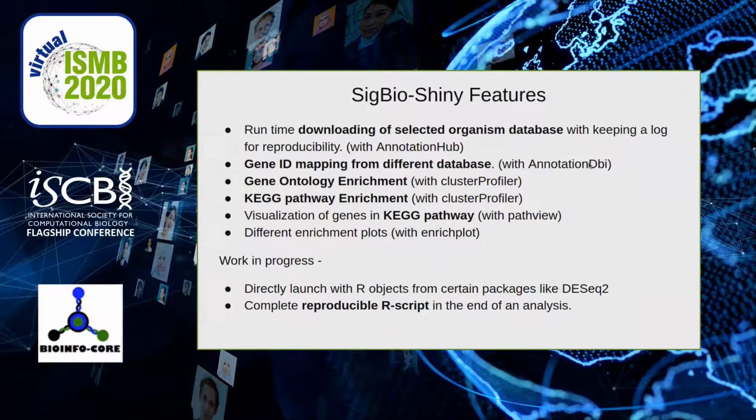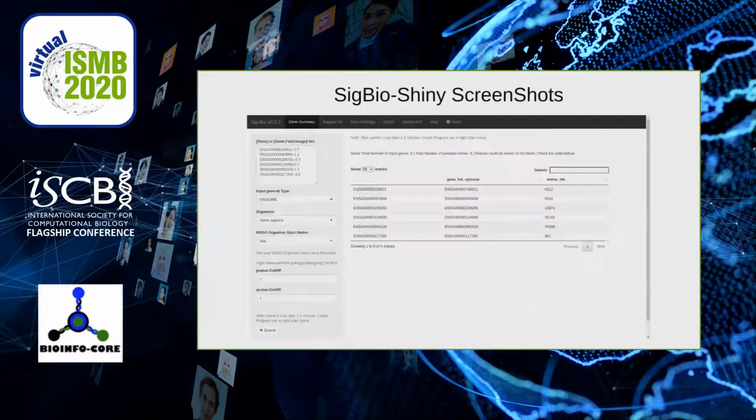So some of SickBioSigny's features are: at runtime it downloads the selected organism's database and keeps a log for reproducibility, and it also does gene ID mapping from different databases. It does gene ontology enrichment, KEGG pathway enrichment, visualization of genes in KEGG pathways, and different enrichment plots. And some things are work in progress, like directly launching the application from DSIG to results, and ending with a reproducible R script at the end of the analysis, which can be run at any point of time to reproduce the complete analysis. So here are a few screenshots from the application.